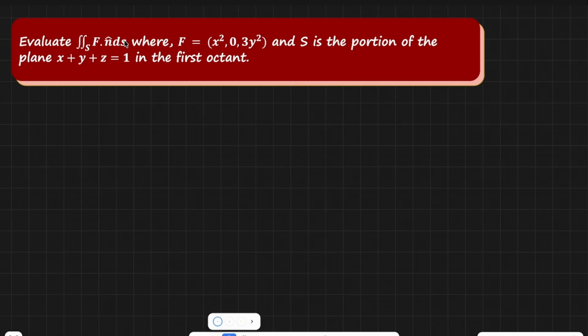Now come to the point, how to find the surface integral. To find the surface integral, problems will be given like this: double integral, this is the surface, F dot n cap dS. To find the surface integral, next we are going to use the Gauss divergence theorem. But how to find it? Simple, using the double integral. So what are the formulas?